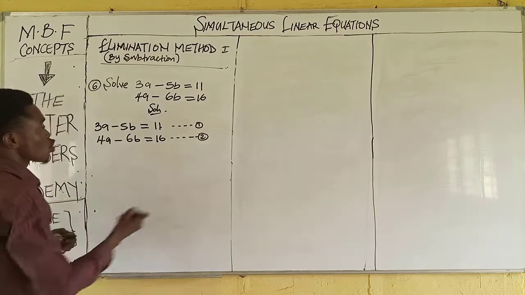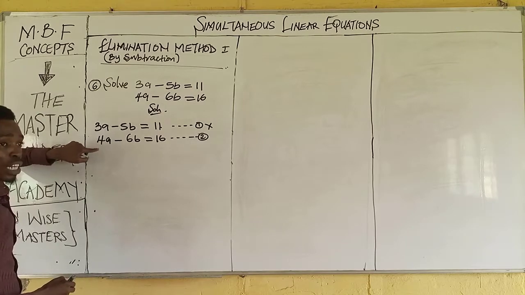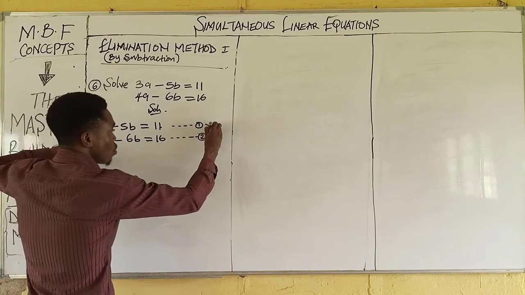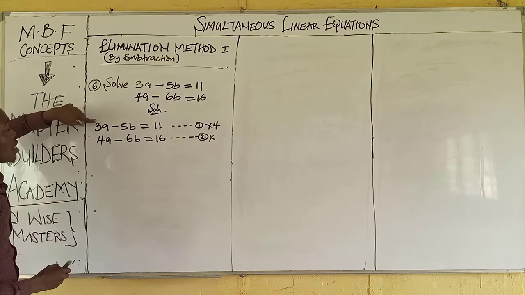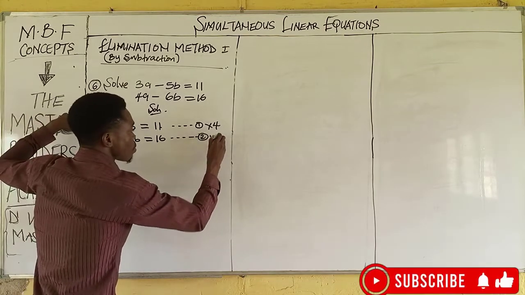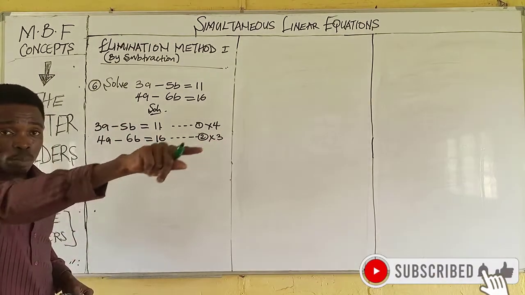What must I do to make them the same? All I need to do is to multiply equation 1. I will come to equation 2 and pick the coefficient of a in equation 2, which happens to be 4. Then I come to equation 1, I pick the coefficient of a in equation 1, which happens to be 3. As simple as this. Just swap their coefficients and multiply everything in that equation by that coefficient.